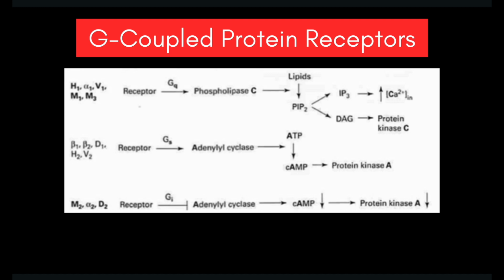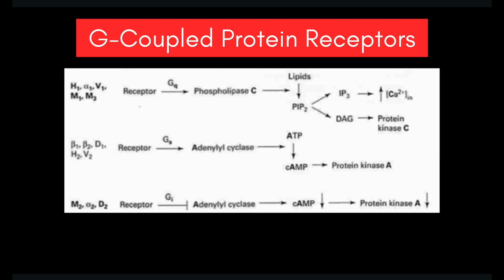In GQ agonism, the main effects observed are increased phospholipase C levels, IP3 levels, and diacylglycerol levels, known as DAG. The main receptors that are acted upon in GQ agonism are histamine 1, alpha 1, vasopressin 1, muscarinic 1, and muscarinic 3. The main mnemonic I use for this receptor is HAV 1 or 3 M&Ms, where the HAV stands for histamine 1, alpha 1, and vasopressin 1. And 1 or 3 M&Ms stands for muscarinic 1 or muscarinic 3.